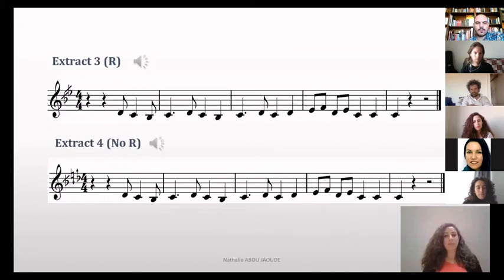The second time, they listen to the introductory sequence one more time, and they listen successively to two extracts, 3 and 4, and they have to choose among the two which belongs to the Rast mode. So extract number 3 belongs to Rast, and extract number 4 doesn't belong to the Rast mode.